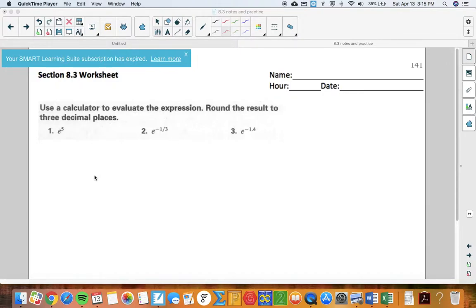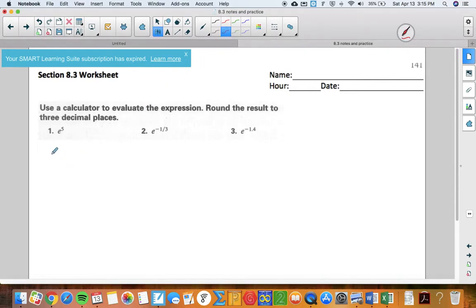This is worksheet 8.3. Here we go, working with the natural log. So we're going to calculate those with a calculator to the nearest 3 decimal places. So type that in. Might look like E. You might have to use the power key or the XY key and then 5. So you get 148.413.